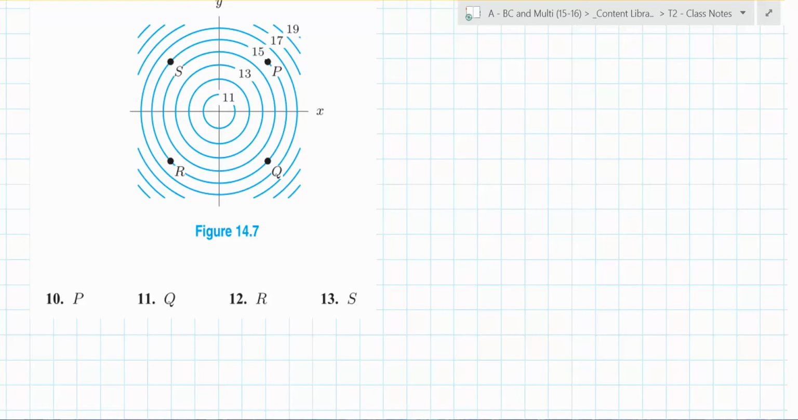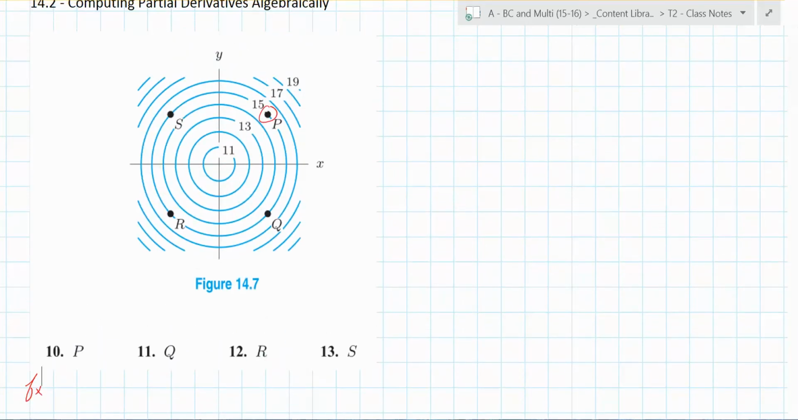Let's do this one in red first. Okay, so P is right there. If we're looking for fx, meaning the rate of change, what is changing? What does fx mean when x is changing? So y is constant, and you're looking at something like this right here. Are you going uphill or downhill? If I was walking in that direction on that surface, would I be going uphill or downhill?